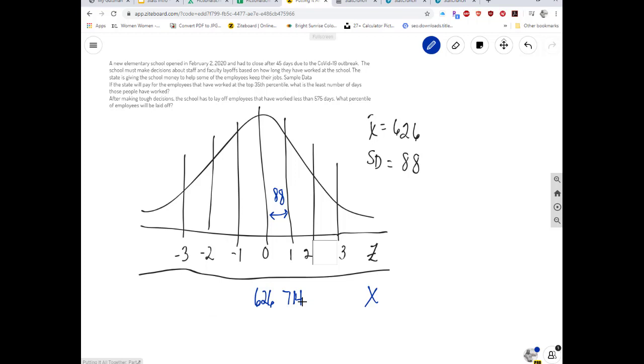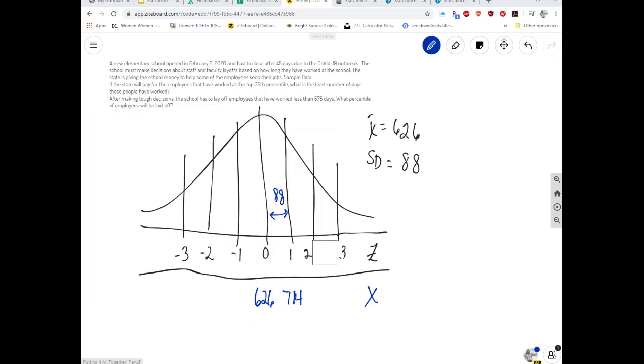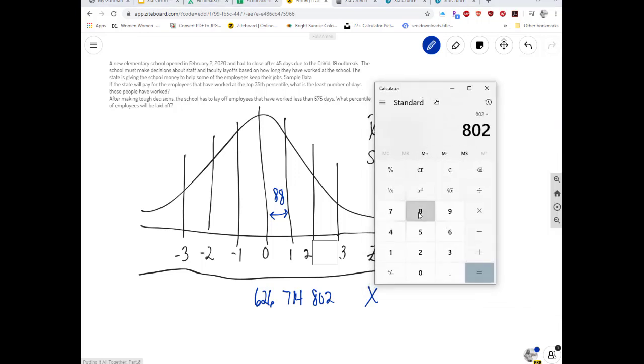Now again, this is a great time for you to stop my video, add these up going towards the right, subtract them going to the left, and see if you got the same thing as me. So next, we're going to add 88 again. I got 802. So I'm going to go here, 802. I'm going to add 88 again. 890.